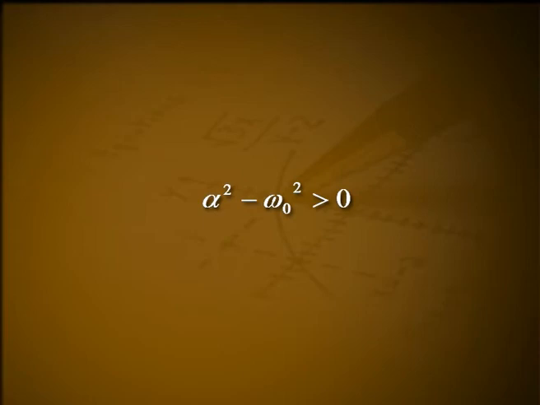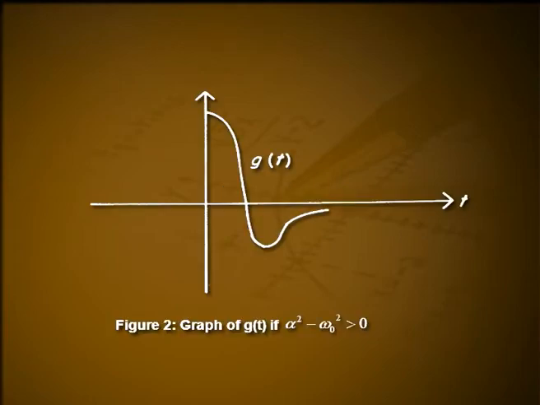If alpha square minus omega naught square is greater than 0, then G of t may have the form given in figure 2. Note that G of t drops very rapidly from a fairly high value to a negative value. Quite conceivably, therefore, the body will interpret this as an extreme emergency and thereby secrete a large amount of epinephrine.